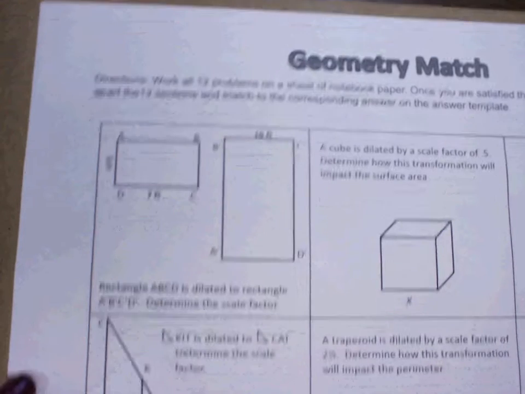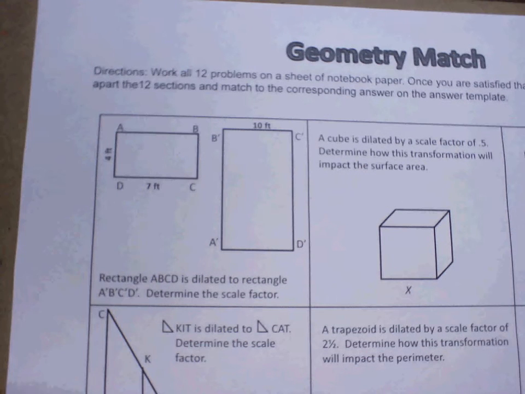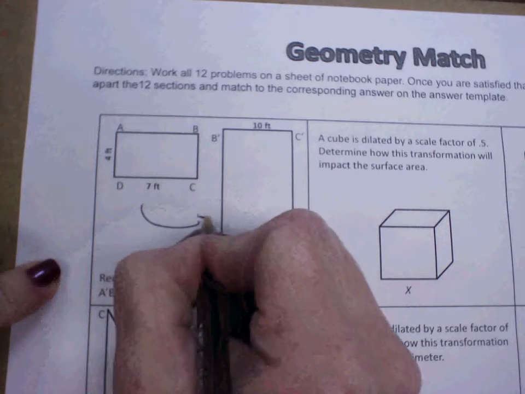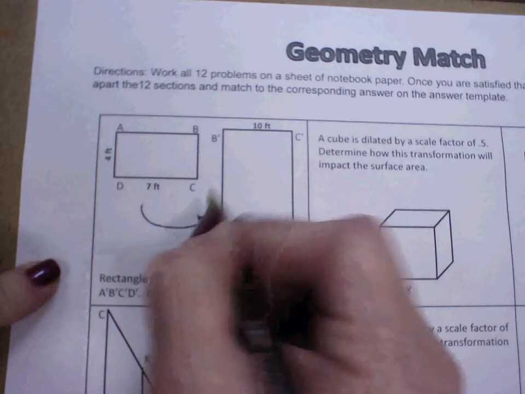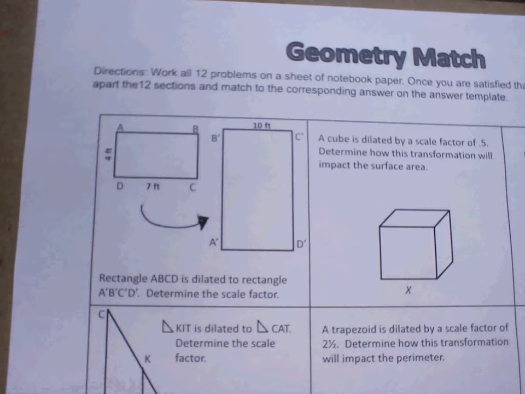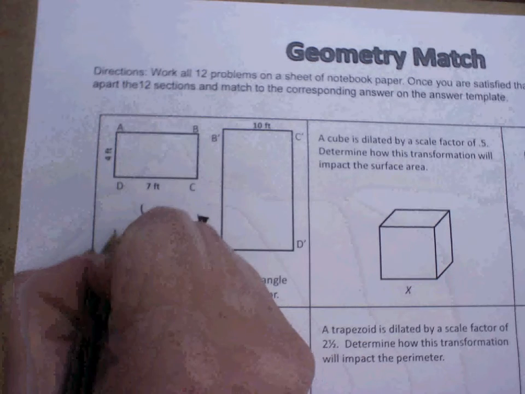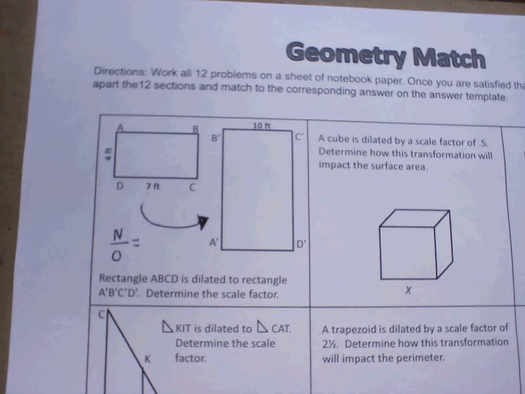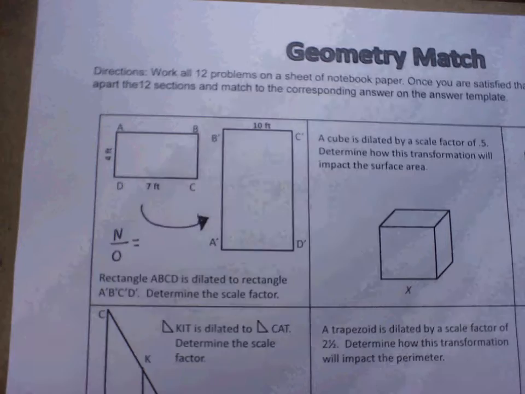All right, rectangle ABC is dilated to rectangle A prime, B prime, C prime. Determine the scale factor. So it's going from here to there. We're going to determine the scale factor, so we're going to say no to Oreos. Correct? So new over old. Very good. We're going to say no to Oreos. So let's highlight.